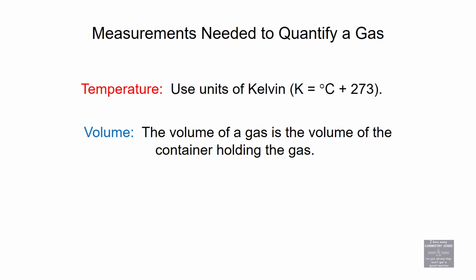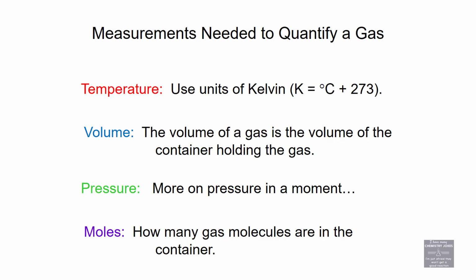Volume is the one that I've already talked about. We assume that the volume of the gas is the volume of the container that's holding it. You have a 100 milliliter volumetric flask, you have 100 milliliters of gas. You have a 10 liter flask or beaker or chamber of some sort, you have 10 liters of gas. Pressure we will talk about a bit more, but that's one of the variables. And then moles, how many molecules are in the container, because how much you have relates to the properties of a gas. Okay.